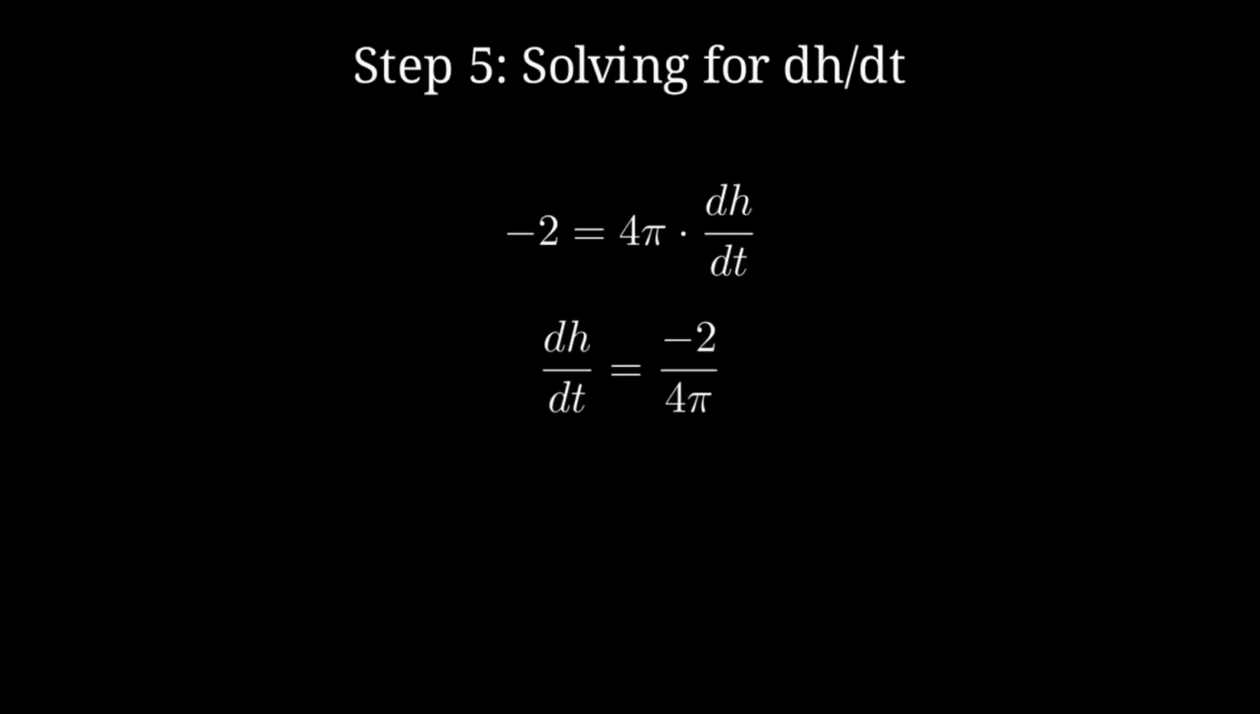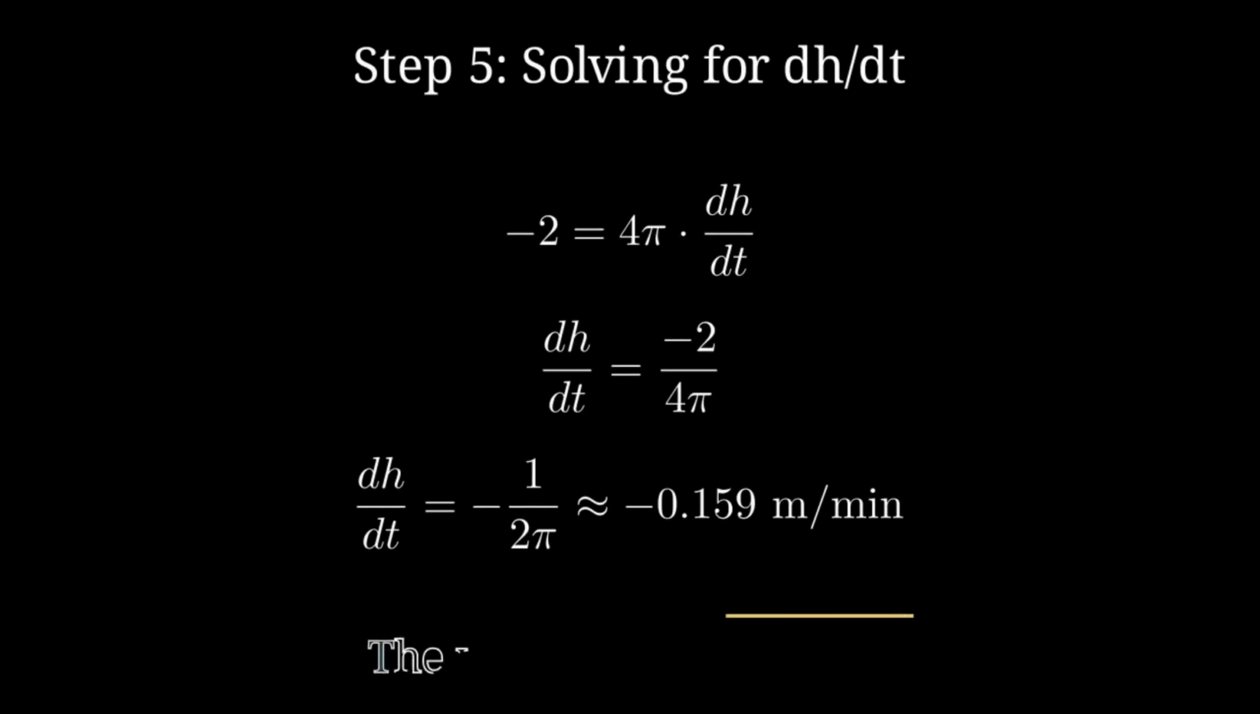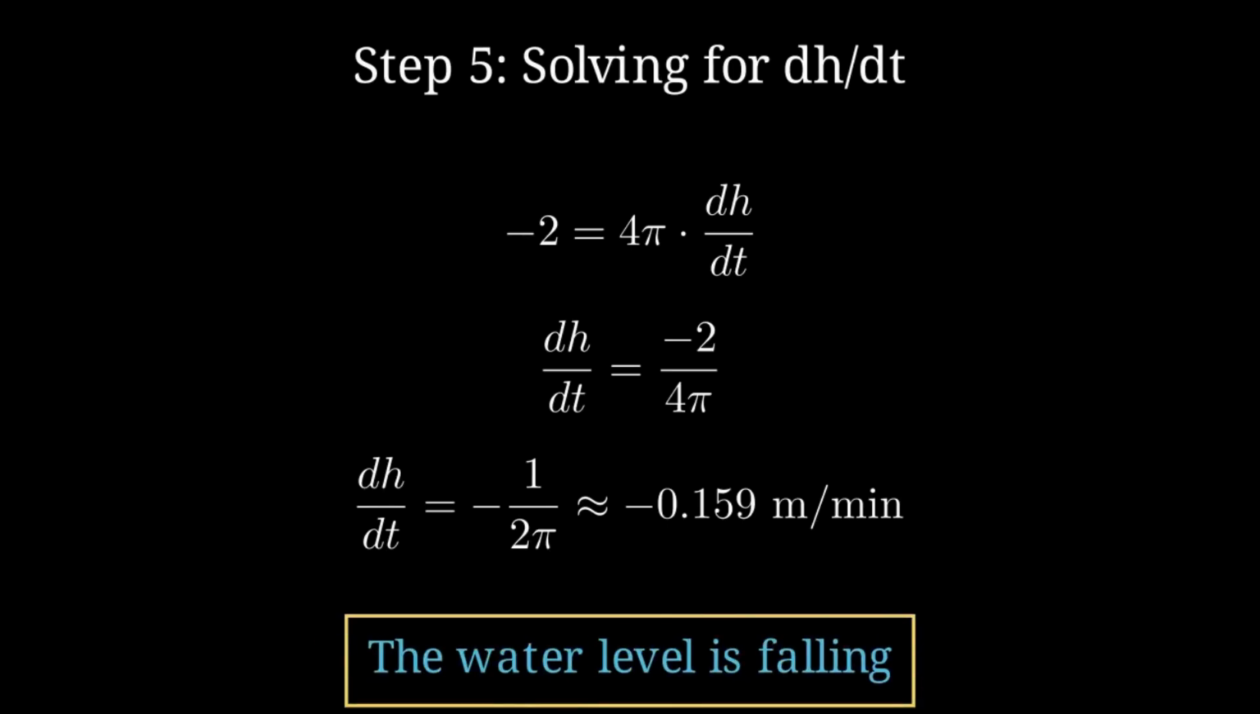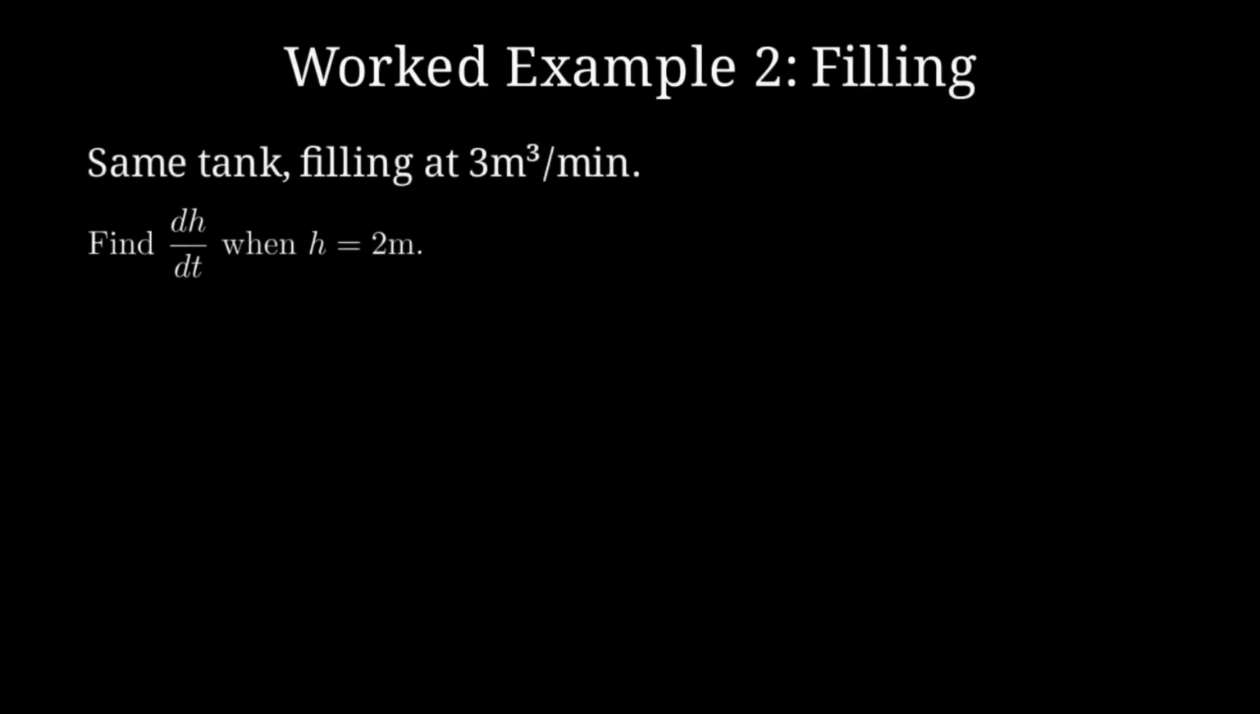Dividing -2 by 4 pi gives us -1 over 2 pi. Numerically, this is approximately -0.159 meters per minute. The negative sign confirms that the water level is decreasing, which matches our physical intuition of a draining tank. Let's try another scenario to solidify the concept.